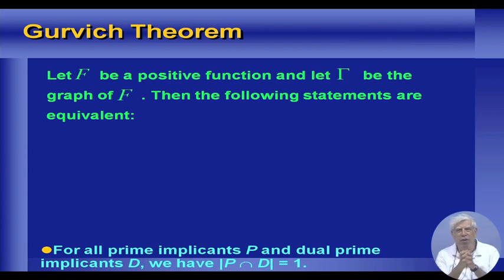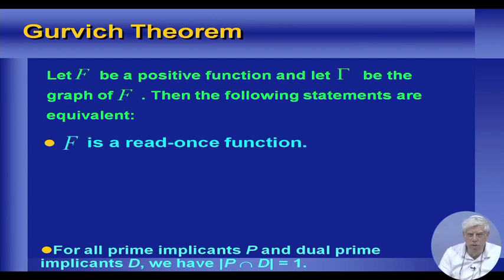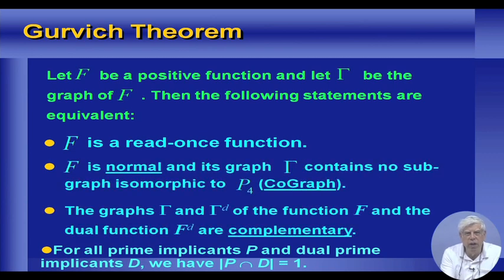Now we come to Gurvich's theorem. Let f be a positive function and let gamma be the graph of f, then the following statements are equivalent. f1 is a read once function. It has a factored form where every variable appears once. If and only if it is a normal function and its graph contains no subgraph isomorphic to P4. Look at that. It's giving me two conditions that characterize together read once functions. The graph has to be a CoGraph. The function has to be normal.